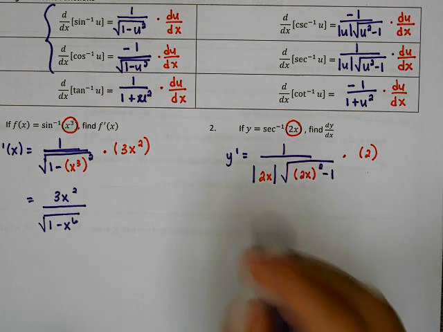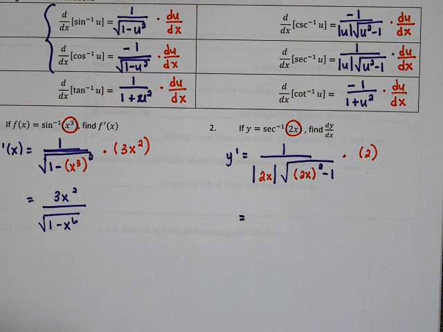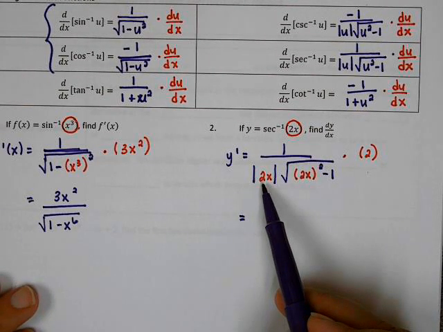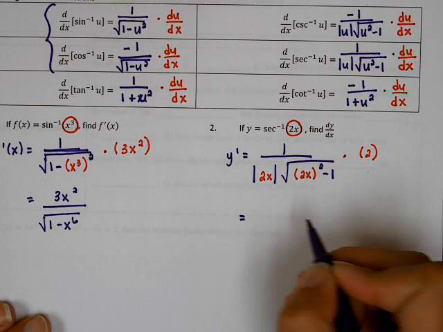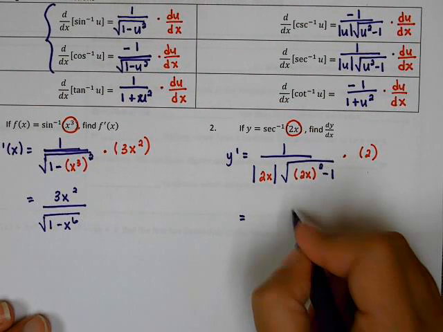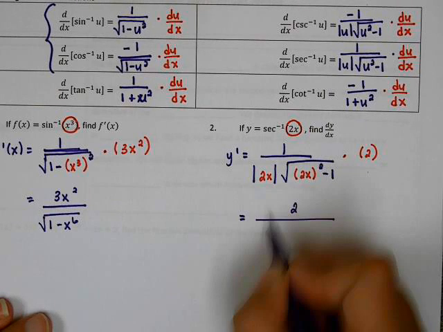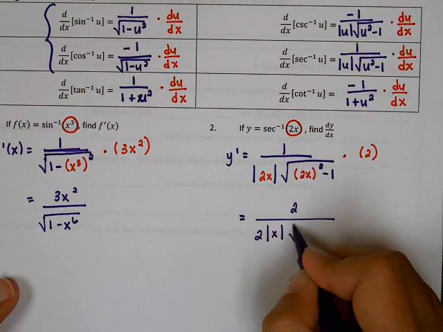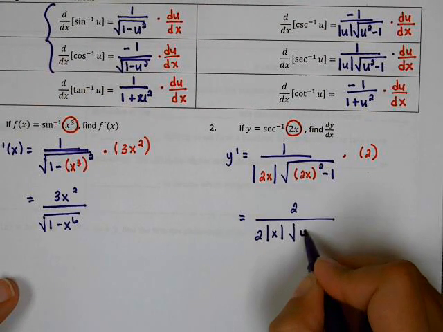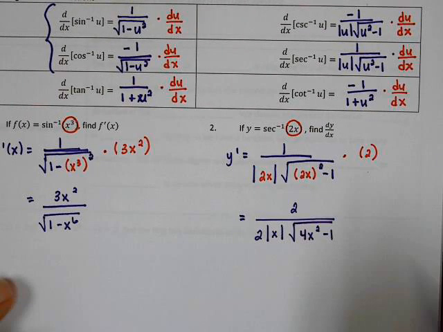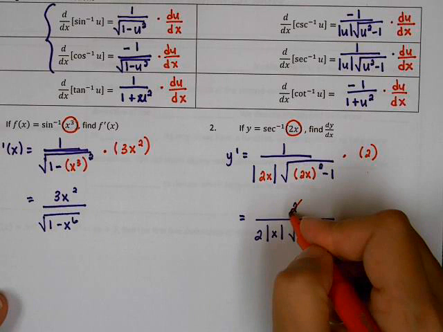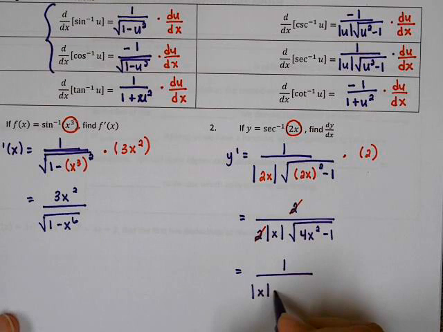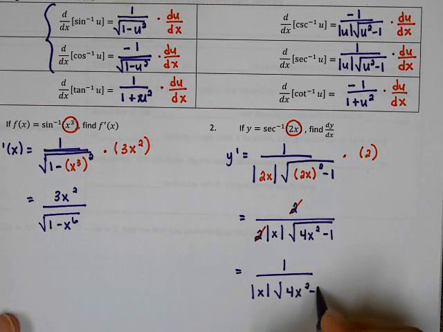Now we can actually simplify this a little bit. So absolute value means take whatever's inside there and make it positive. X could be anything. So we don't know if X is positive or negative, but the number 2 is positive. So we can actually take that out of the absolute value. So I'm going to go ahead and throw this 2 on the top. I'm going to move this 2 out of the absolute value and leave the X on the inside because we don't know if it's positive or negative. 2x squared would be 4x squared minus 1. And the reason we would be interested in doing that is that now the 2's will cancel. And so we will end up with 1 over the absolute value of x times the square root of 4x squared minus 1.